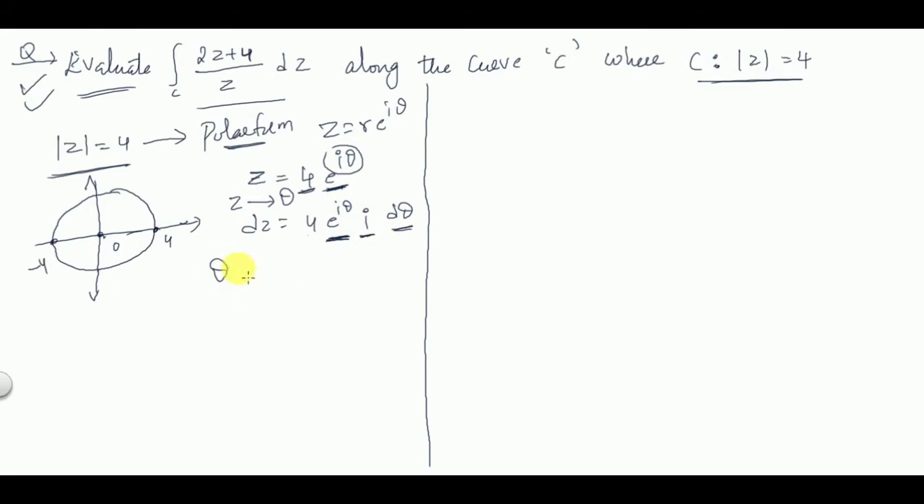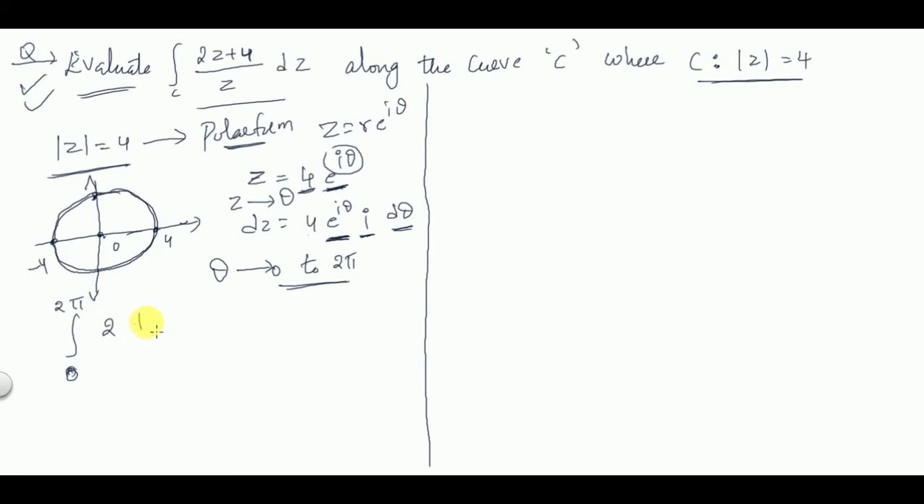And what are the limits for theta? Theta limits are from 0 to 2π. Why 0 to 2π? It is covering the entire 4 quadrants. It starts from 0 and ends at 360 degrees. The 4 quadrants are being covered in a circle. So theta limits are from 0 to 2π.